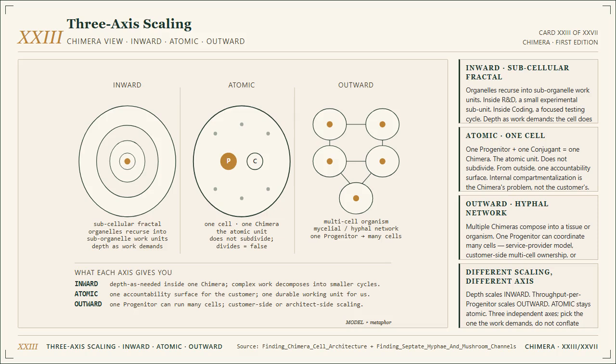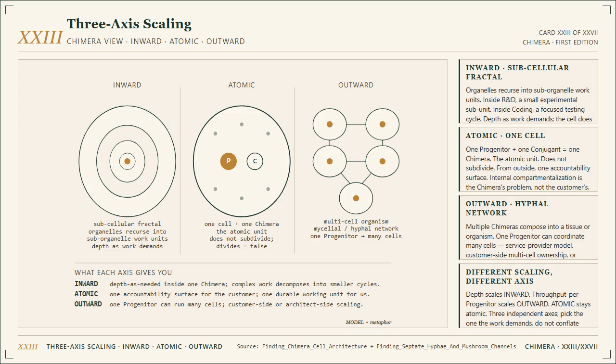Card 23, 3-axis scaling. The cell scales on three independent axes, not one. Most architectures collapse scaling into a single dimension. More compute, more nodes, more replicas. The Chimera architecture refuses that collapse. Three axes, pick the one the work demands.